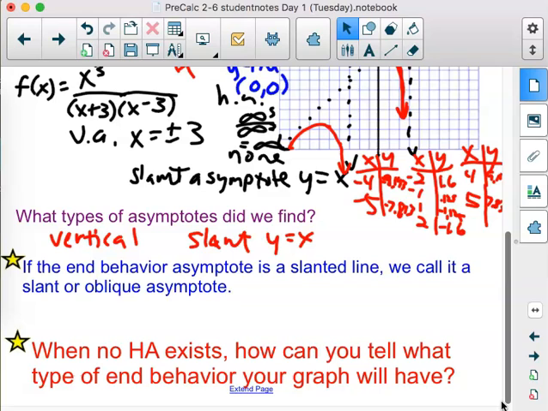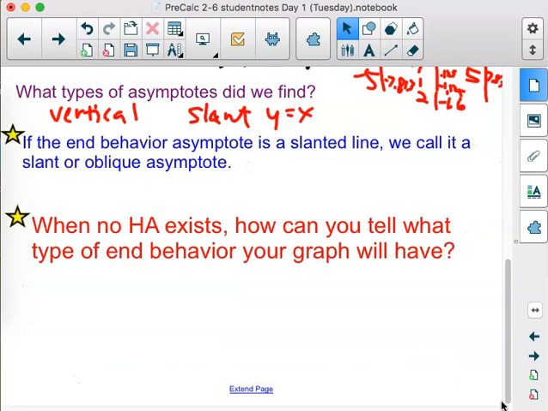But that's the one we find by doing the long division, if the degree of the numerator is greater than the degree of the denominator. So that is the situation when there is no horizontal asymptote. It doesn't exist. And it says, how can you tell what type of end behavior your graph will have? That's what slant asymptotes are for.